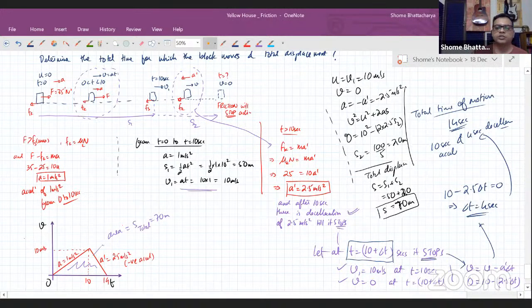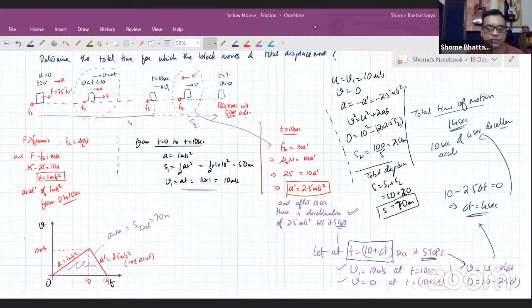Okay, people, so hope this is clear. So this is where we'll conclude today's session. So next time we'll be discussing about more interesting situations with friction. For example, friction on an inclined surface. We have discussed about friction on a horizontal surface.